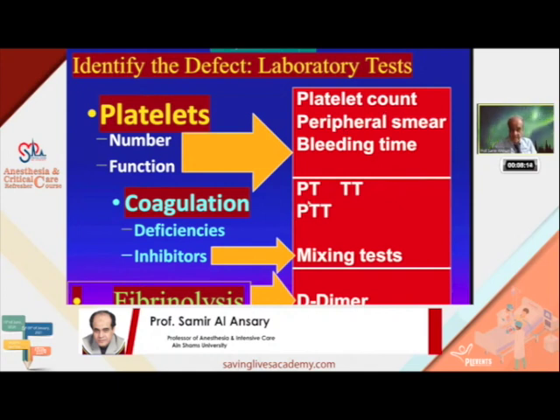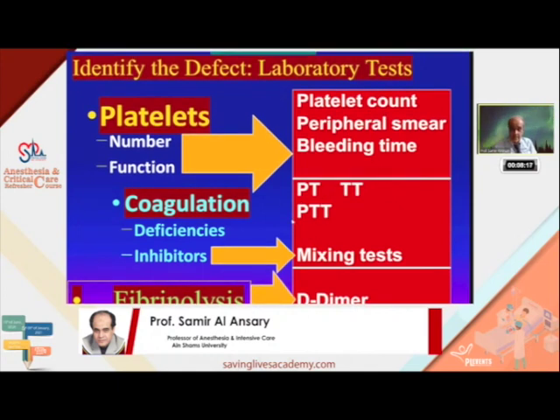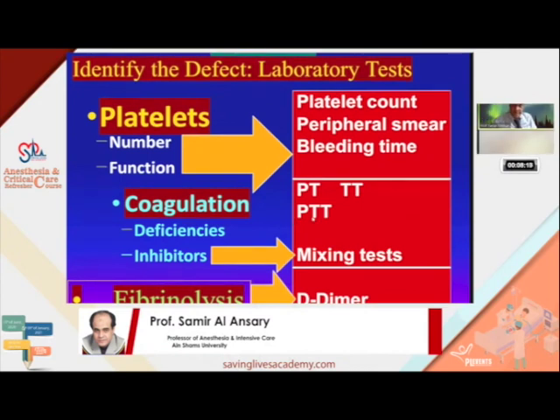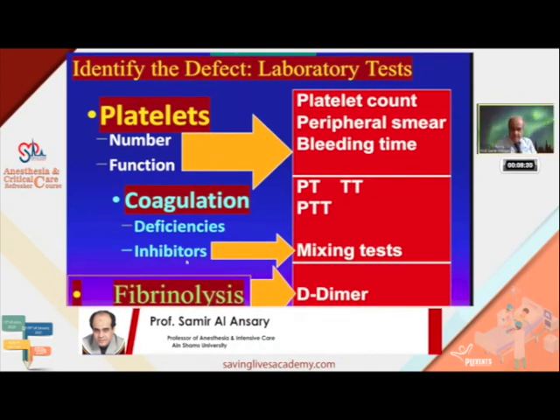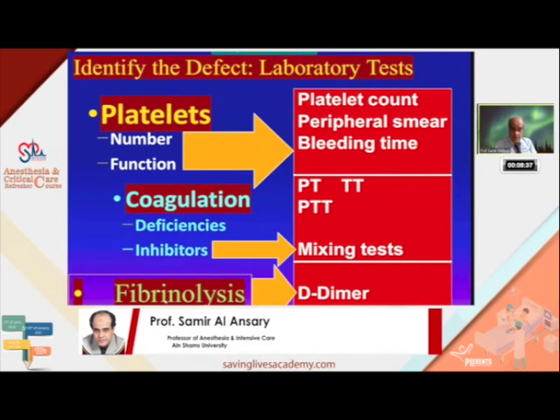Also, the lab results: PT, prothrombin time, thrombin time, and activated partial thromboplastin time are very important in guiding you to the coagulation problem in your patient. Don't miss the mixing tests for detecting whether there are any inhibitors, and also check for fibrinolysis, maybe excessive fibrinolysis as in cases of liver cirrhosis. We will find the D-dimers high, which is the result of fibrin degradation, or FDP, which is the result of fibrinogen and fibrin degradation.